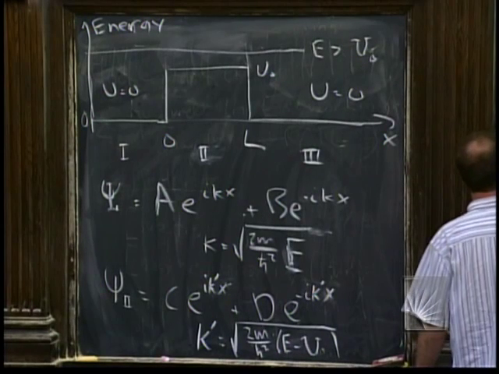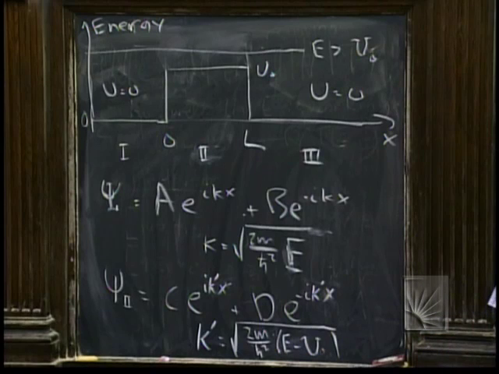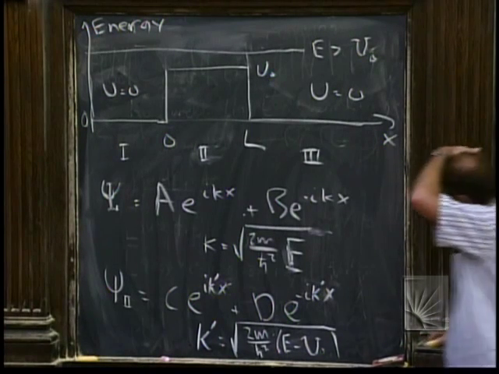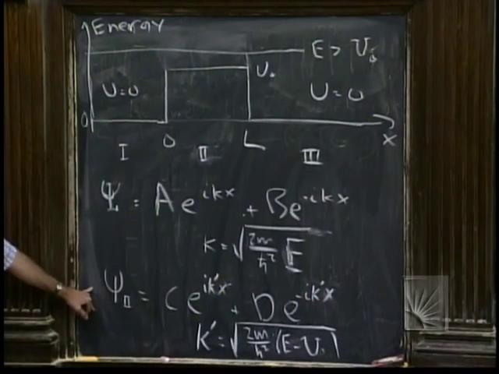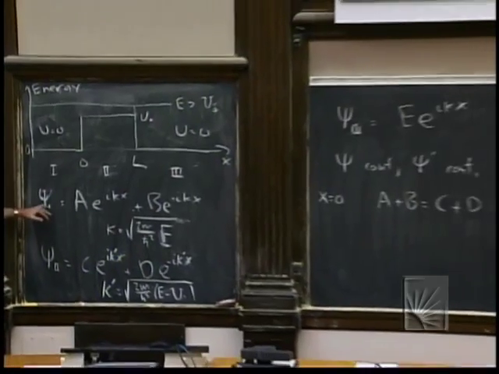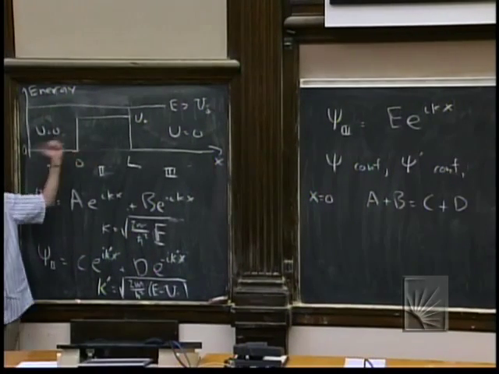At x equals 0, I have a plus b equals c plus d. Oh, should I back up a second? Right here, well, it's obvious here too that I needed waves both in region 1 and 2 to be going both left and right.